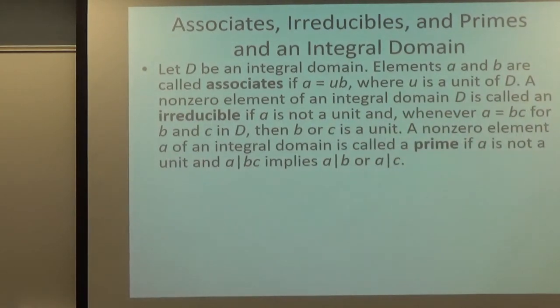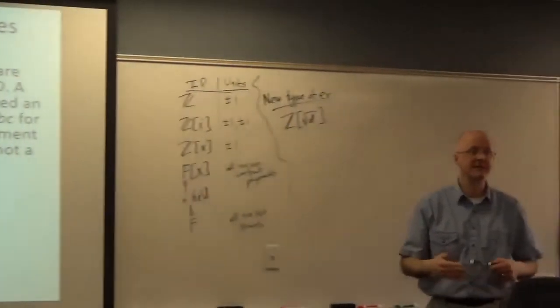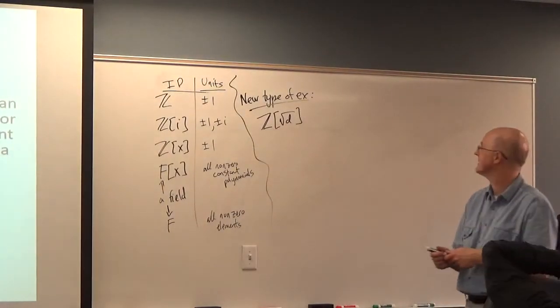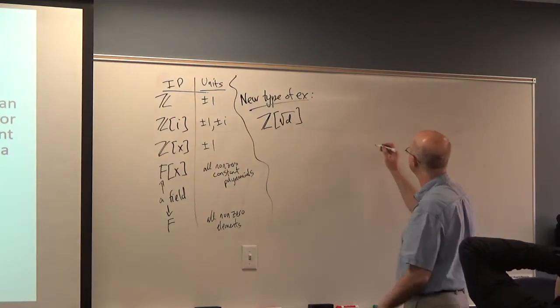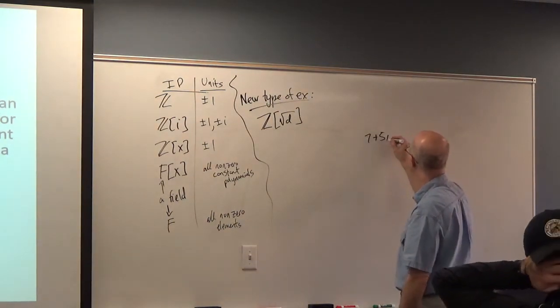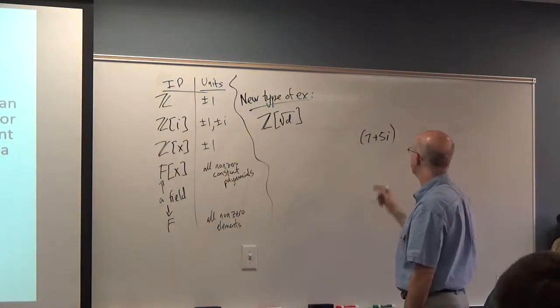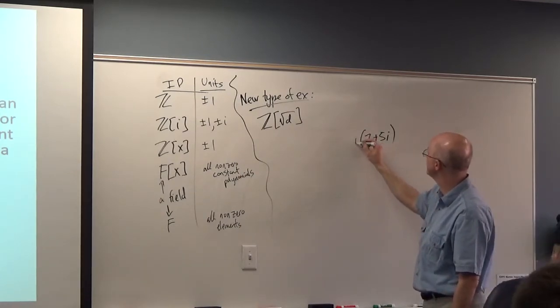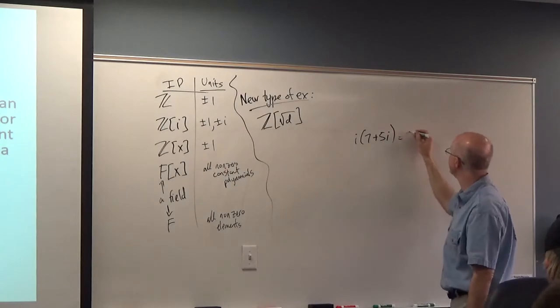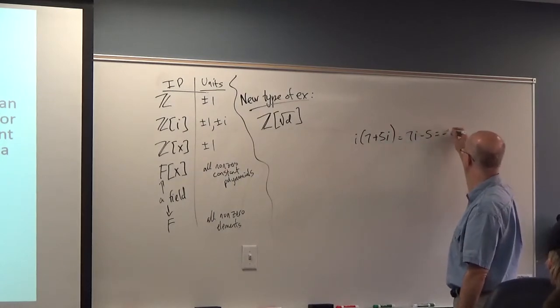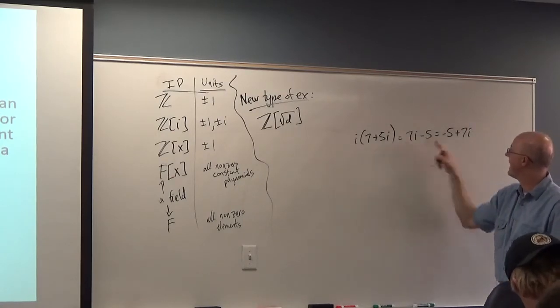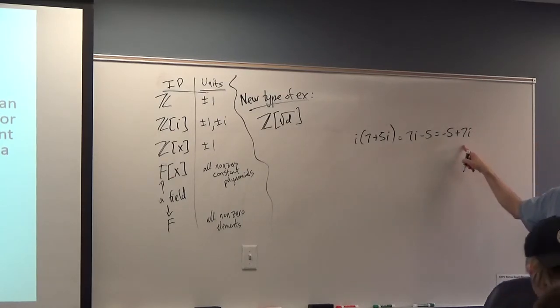In Z[i], two things are associates if they equal plus or minus 1 times each other, or plus or minus i times each other. So for example, if you got a Gaussian integer like 7 plus 5i, not only is plus or minus that an associate of it, but also plus or minus i times it. i times it, for example, would be 7i minus 5, more traditionally written as negative 5 plus 7i. 7 plus 5i and negative 5 plus 7i are associates in the Gaussian integers.